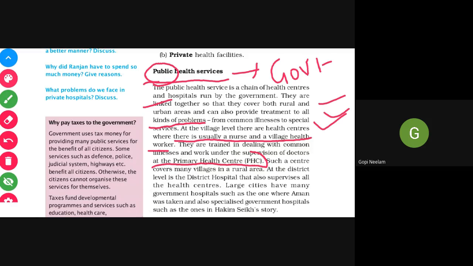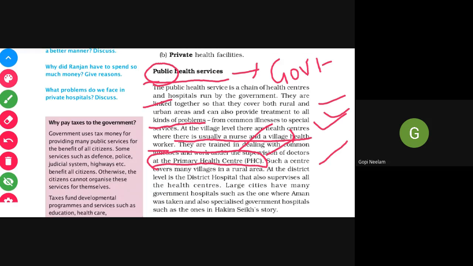Where is the primary health center in our mandal? In our Bichkunda mandal, it is in the government hospital of Bichkunda. That is called PHC, Primary Health Center. There you can also find a board saying Pradhamika Arogya Kendram. It means primary health center. Such a center covers many villages in a rural area. At the district level is the district hospital that also supervises all the health centers. Large cities have many government hospitals, such as the one where Aman was taken, and also specialized government hospitals, such as one in Hakim Story.